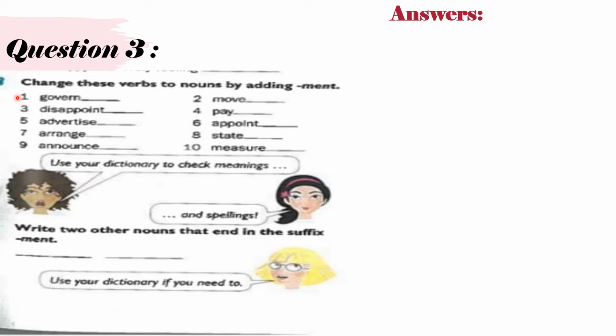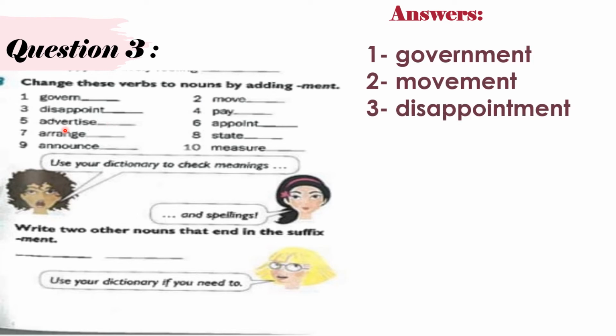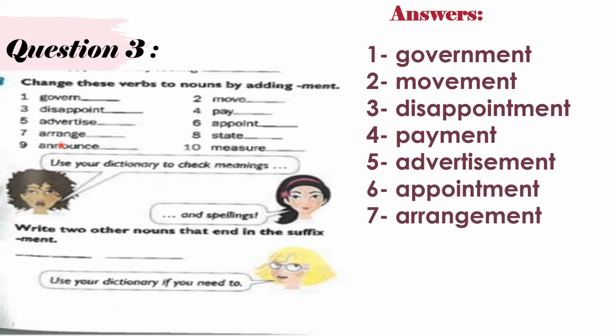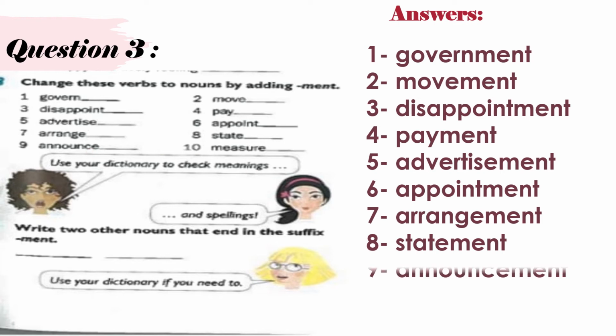In question number 3, we want to change these verbs into nouns by adding the suffix ment. Govern, government. Move, excellent, movement. Disappoint, disappointment. Pay, payment. Advertise, advertisement. Appoint, appointment. Arrange, arrangement. State, statement. Announce, announcement. Measure, measurement.